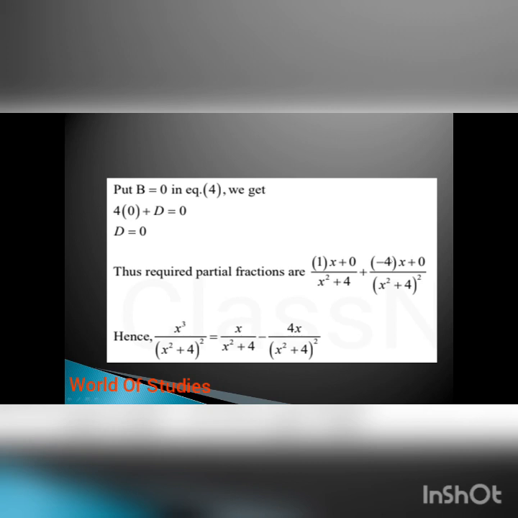Value of C is minus 4x plus 0 divided by (x² + 4)². It can be written as x over (x² + 4) minus 4x over (x² + 4)². Now it's all about the question.